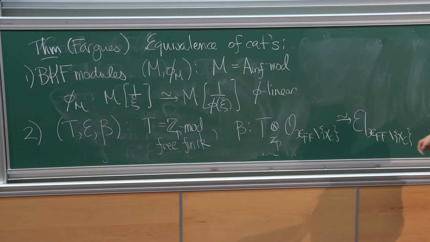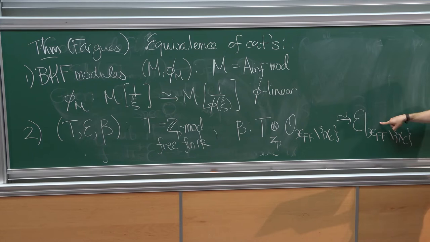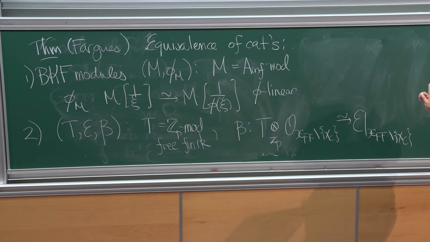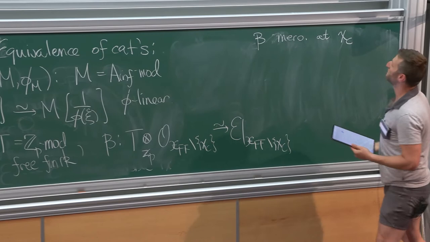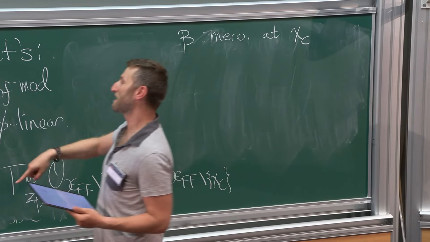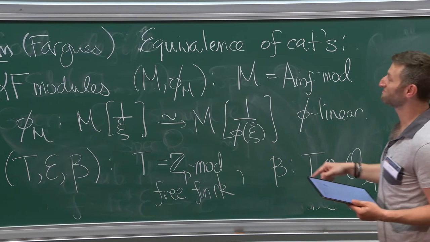Great. So this translates Breuil-Kisin-Fargues modules into the world of objects just living on this curve. So the beta here has to be meromorphic at the point x_C. And if you like, you can refine this by saying, well, if I have a cocharacter mu corresponding to a sequence of integers, I can bound this module, and then the bound would just carry over to here.